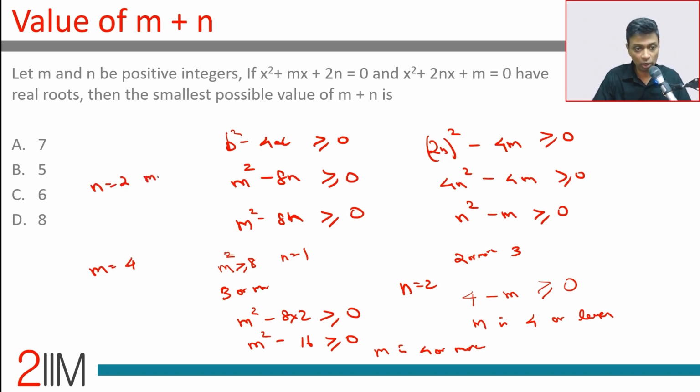N equal to 2, m equal to 4 works. It just works. This side becomes 0, that side becomes 0. Both times the real roots are equal, but it works. 2 plus 4 is 6. Nothing else will work. That much we know.